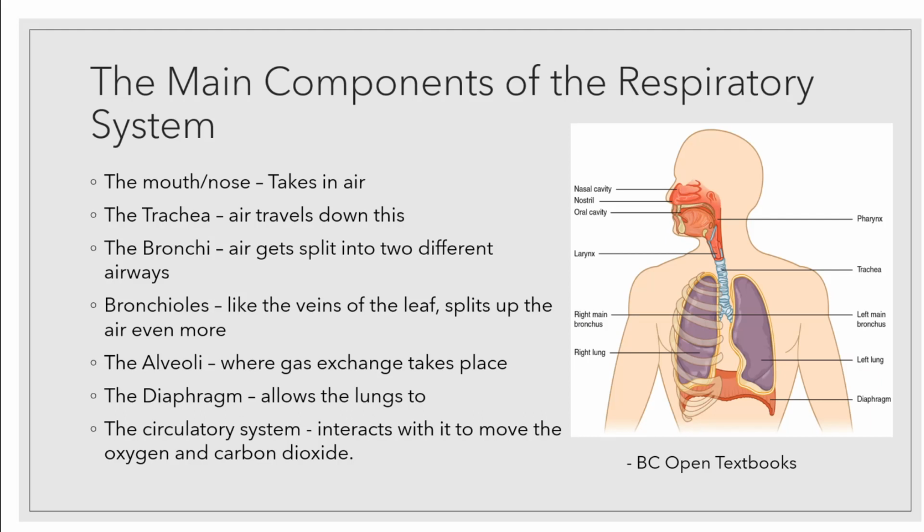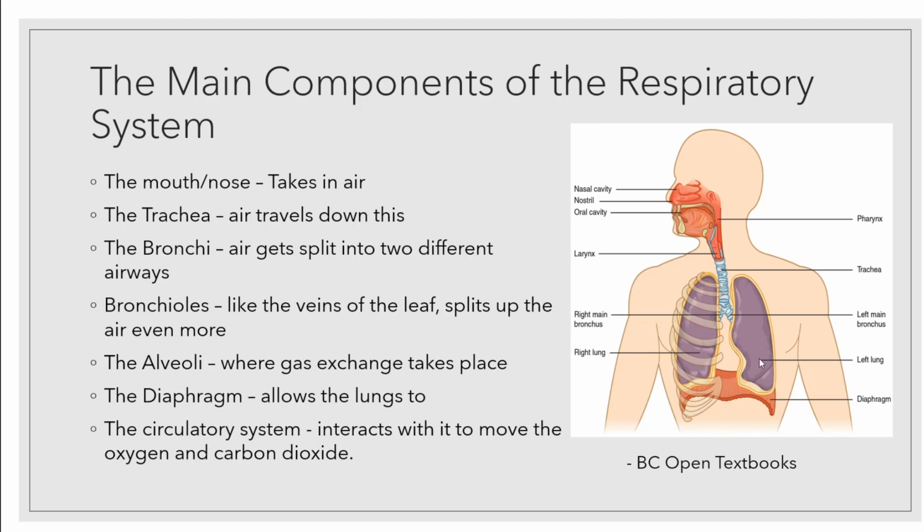One of our learning intentions was to know what the main components of the respiratory system were and what they do. I've simplified it a bit, but we've got the mouth and the nose, which take in the air. The trachea, the air moves down it. The bronchi is where the air is split into two different parts. The bronchioles is where, like the veins of a leaf, it splits up the air into even more portions. The alveoli is where the gas exchange takes place. The diaphragm, which is that thing underneath, is what helps our lungs to expand.